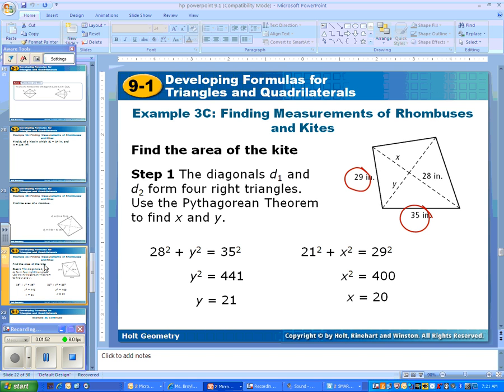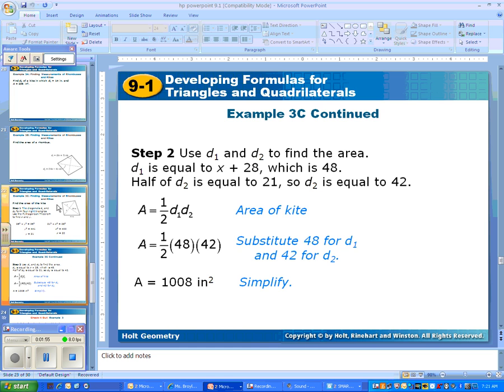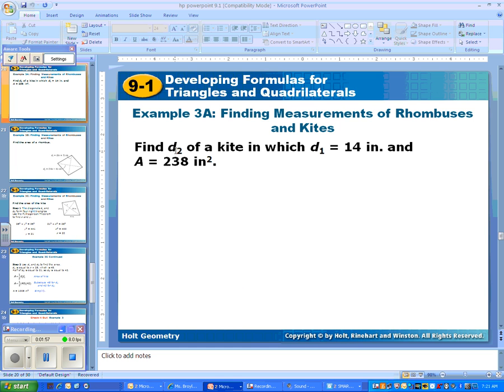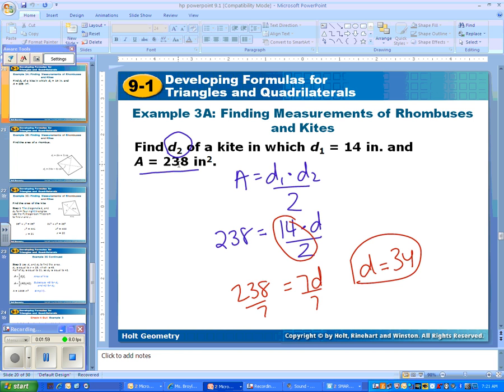So that's the only type of question that we can do right now: if I'm asking you for the area and I give you both diagonals, or I give you the area and you're looking for one of the diagonals. Those are the only two questions.